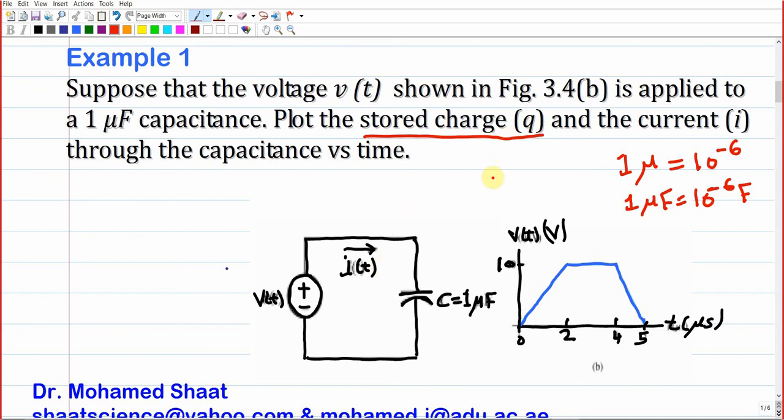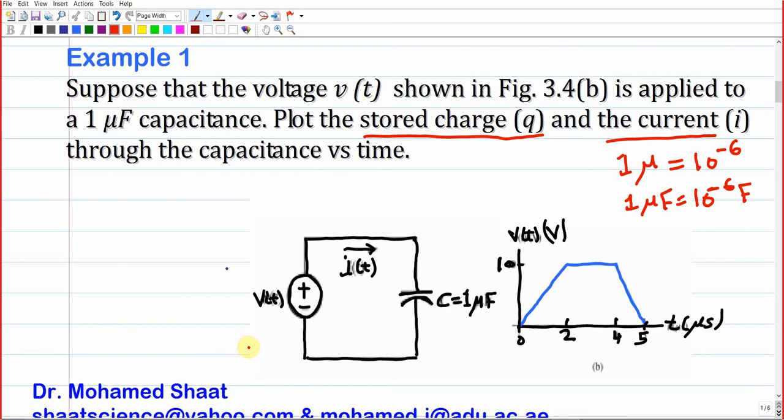Draw how this charge is going to change over time. How about the current, I of t, how it's going to change over time? We need to draw, to plot. This is a drawing for the voltage over time. We need another graph, another plot of the current and the charge over time, how they are changing, through the capacitance versus time. This is what's required for this problem.